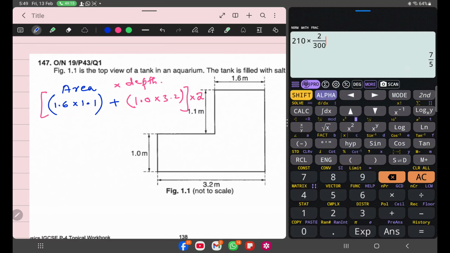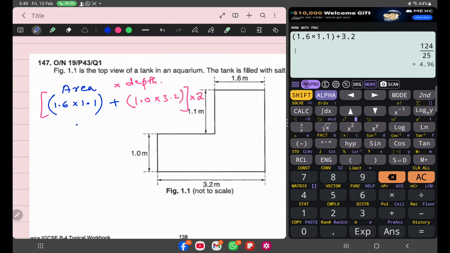When you multiply with depth, it will convert to meter cube by itself. Look, I am doing it in front of you. Bracket, 1.6 into 1.1, bracket close, plus 1 into 3.2, obviously it makes 3.2. So the answer is 4.96. So 4.96 is the area. And then 4.96 will be multiplied with 2. Then the answer is 9.92.